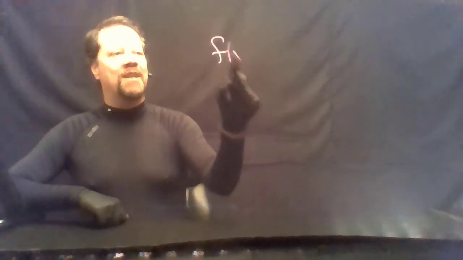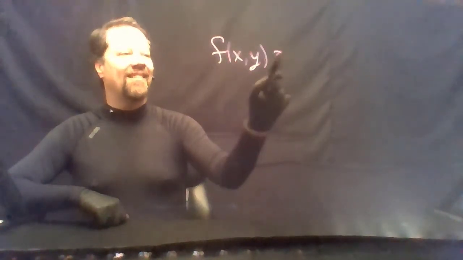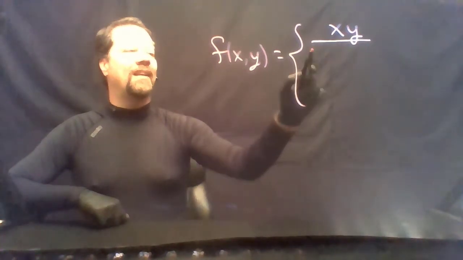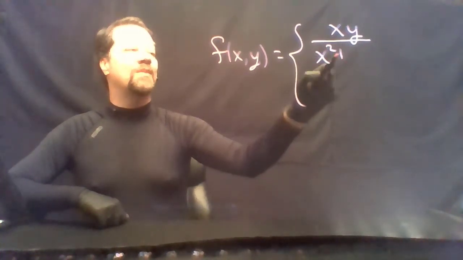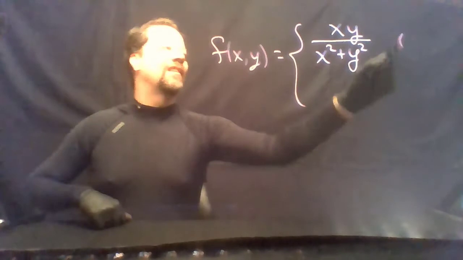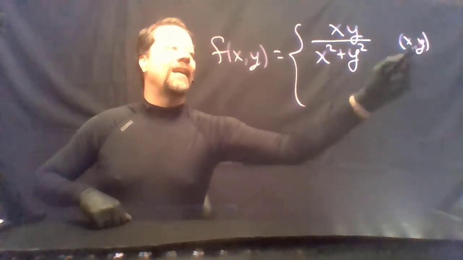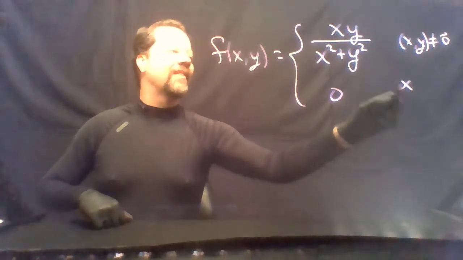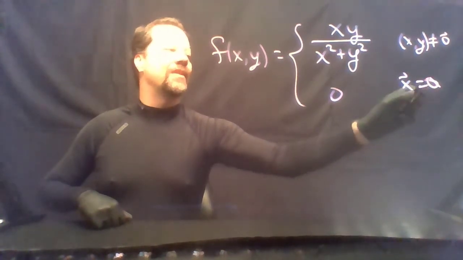I want to give you something memorable. Here it is. The function is xy over x squared plus y squared when x and y is not at the origin, and 0 when x and y is at the origin.